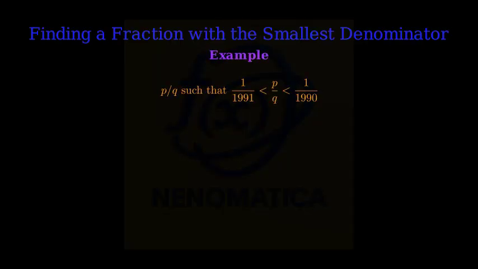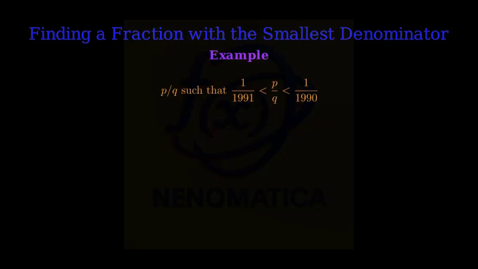Welcome to this mathematics lesson. Today we're going to solve an interesting problem about finding a fraction with the smallest possible denominator. Let's look at our problem. We need to find a fraction with the smallest possible denominator that is greater than 1 over 1991 and less than 1 over 1990.